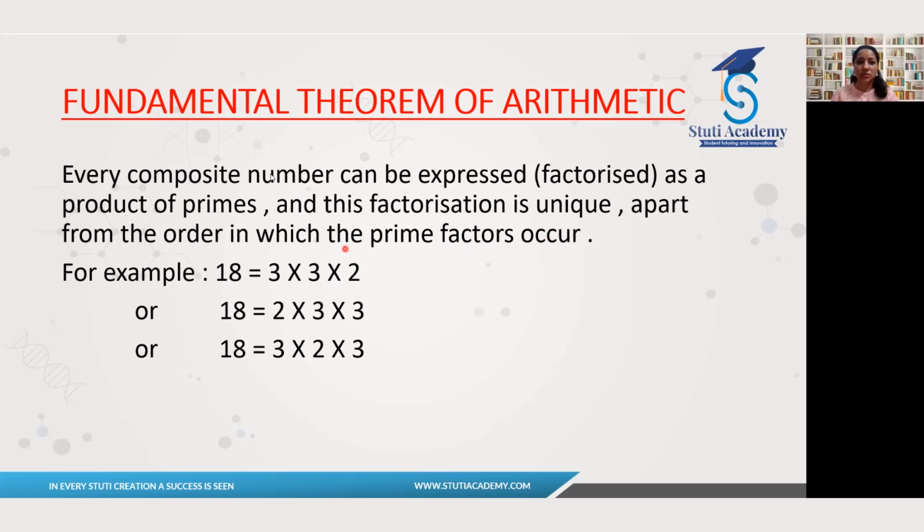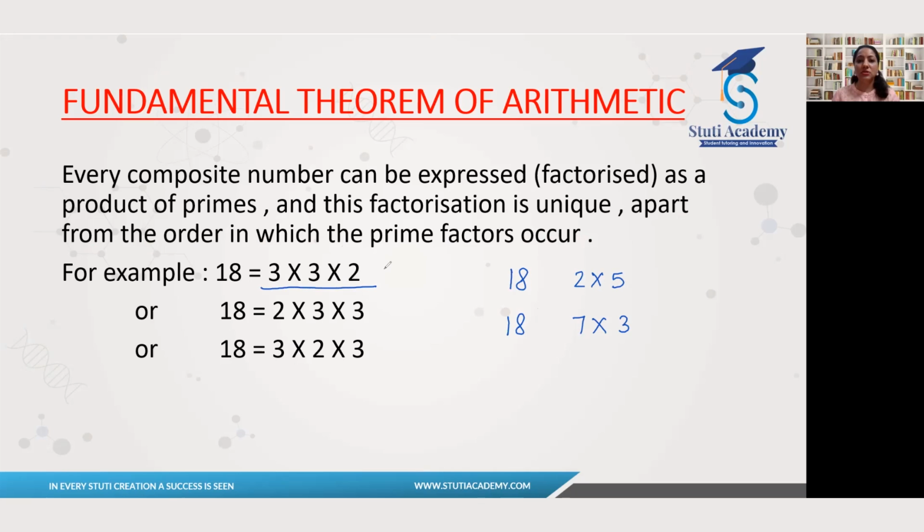So the prime factorization is unique. That means we can write 18 as a product of 3, 3 and 2. We cannot write 18 as a product of 2 and 5. That's not possible. We cannot write 18 as a product of, let's say, 7 and 3. That is also not possible because 7 and 3 will not give you the product 18. 2 and 5 will also not give you the product 18. So this factorization is unique.